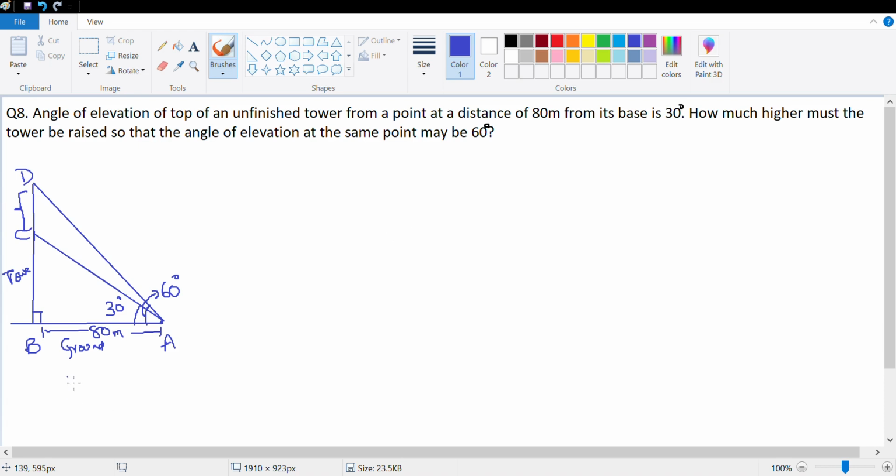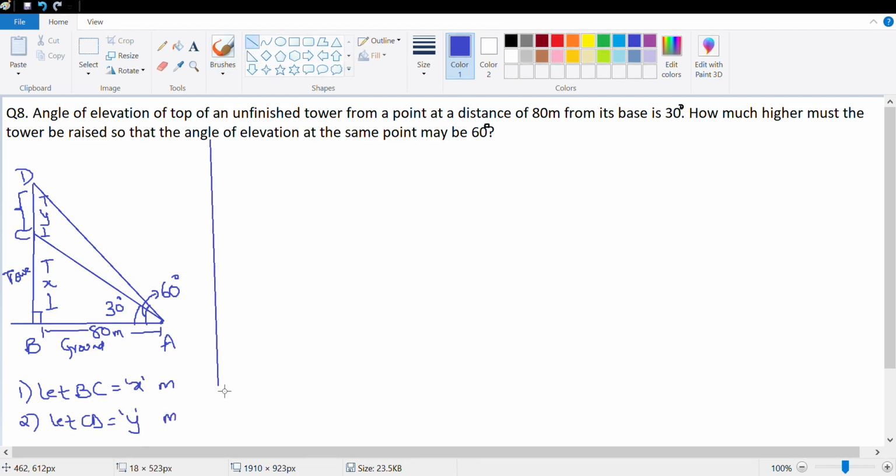Let the current height of the tower, which is BC, be X, and let the new height we need to increase be Y. So let's take it as X and Y. Let's write that assumption. Number one, let BC be equal to X meter. Number two, let CD be equal to Y meter.